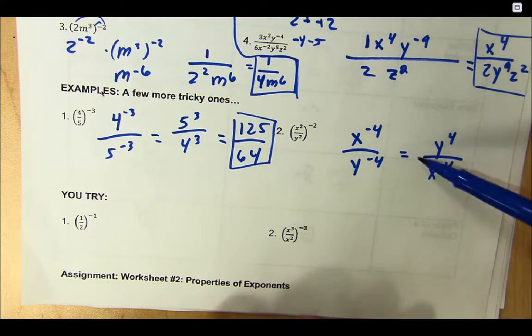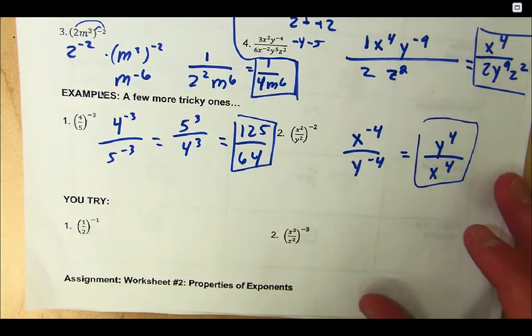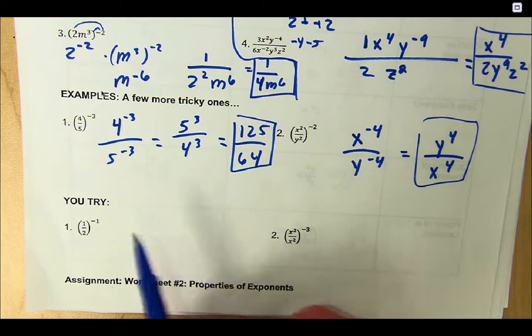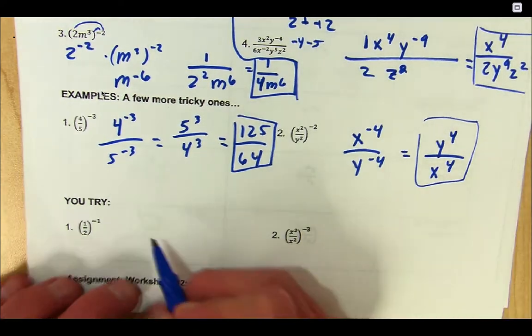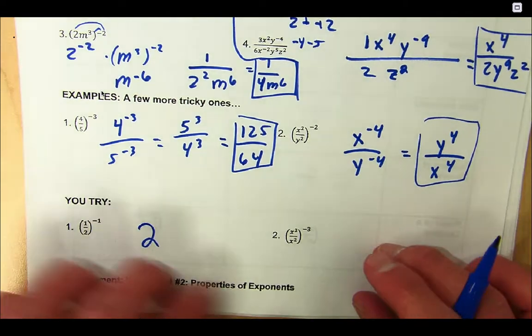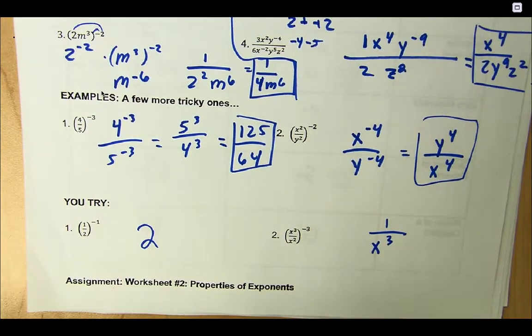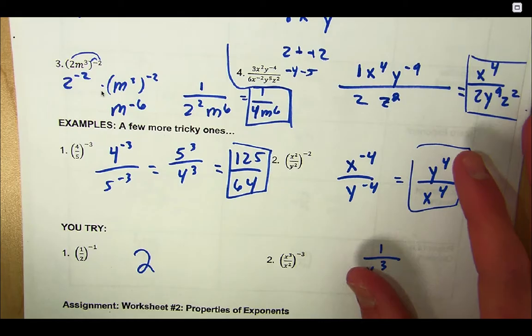So hopefully these properties start making a little bit more sense. Hopefully seeing a few of these has proved helpful. You can try these out, and if you try these out, you should end here with a positive 2, and you should end here with a 1 over x to the third. So if you want to try those, hopefully you end up getting these answers. All right, good work, and until next time.